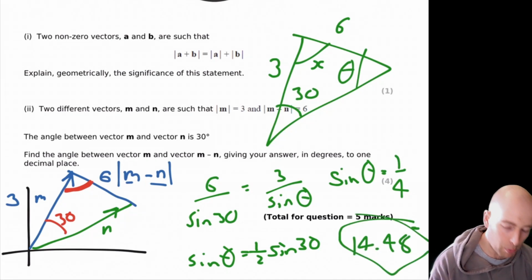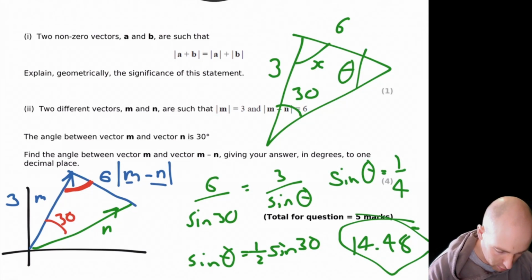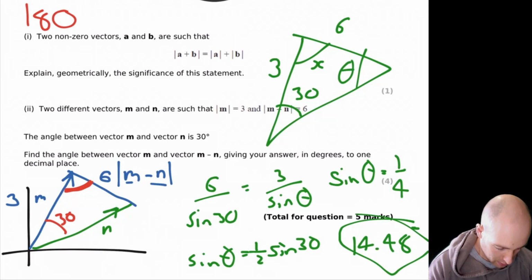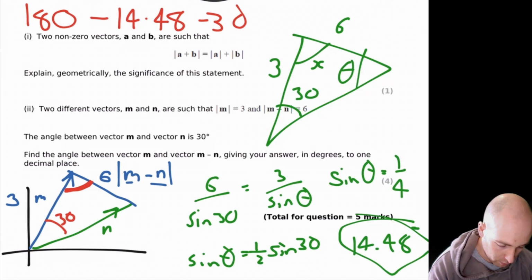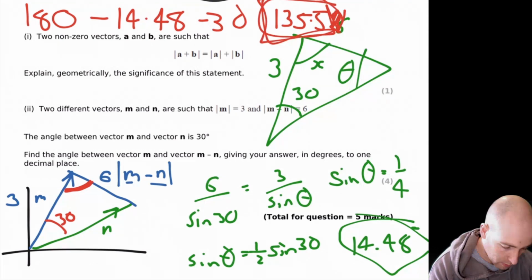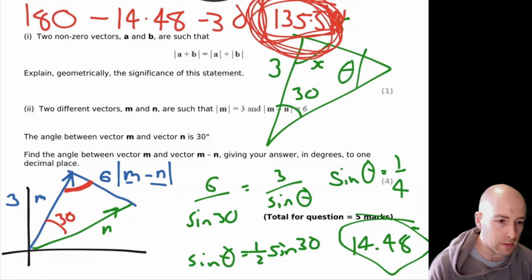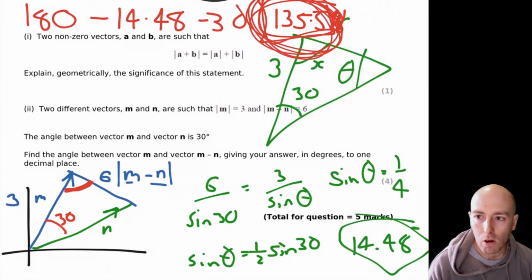Okay. I want to find the other angle, so we're going to do 180 take 14.48 take 30. Which gives me 135.52. One decimal place, so 135.5 degrees is my answer. Cool. All right, let's go back to part A then.